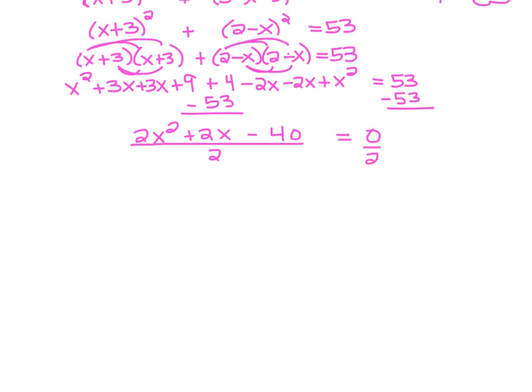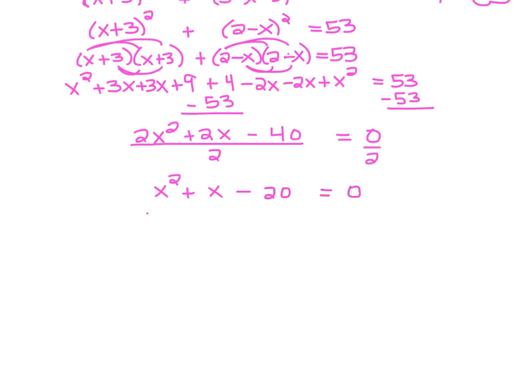All right, so basically 2 divided by 2 is 1, so we have 1x squared, which I'm just going to write as x squared. And then plus, again, 2 divided by 2 is 1, so we have plus 1x, or just plus x. And then minus 40 divided by 2 is minus 20, and then bring down the equals, and 0 divided by 2 is 0.